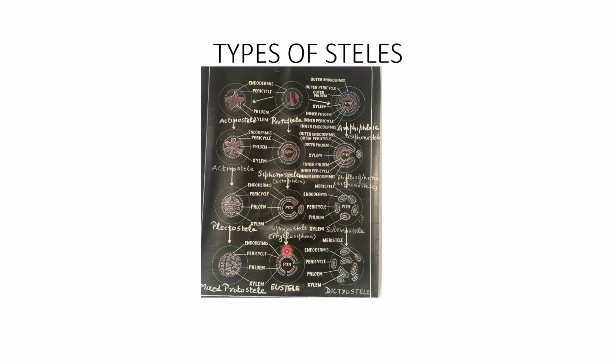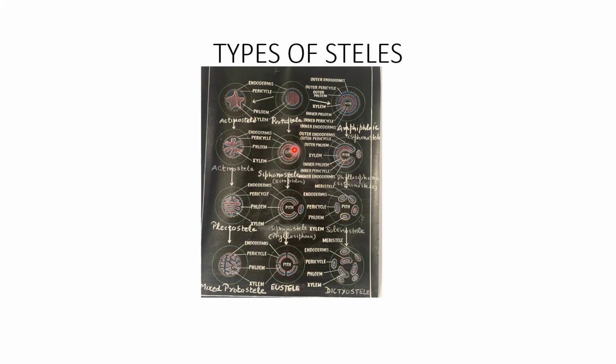Now, if the tissue is dissected at many places by ground parenchyma, then it is called eustele. Now you can see this is the xylem surrounded by phloem, and this is the parenchymatous tissue which is separating the xylem and phloem. Again, this is xylem, phloem, separated by the ground parenchyma. Then it is called eustele.